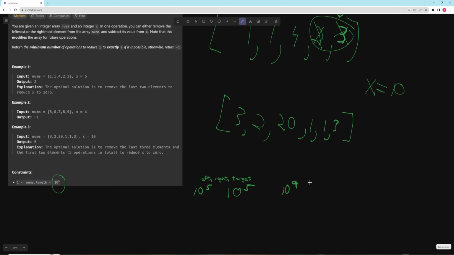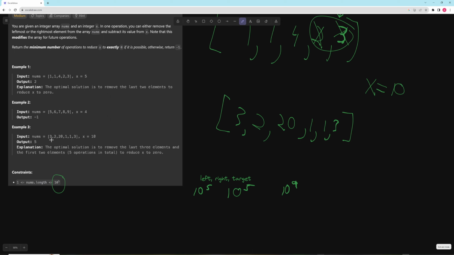There is another way of doing it with prefix sums that I think is an n log n solution. I'm not going to talk about it here, partly because A, it's harder to come up with, and B, it's less efficient. But there is a way to do something with prefix sums, and you can think about that if you want to.